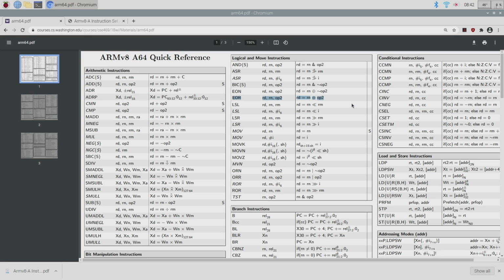What is EOR as opposed to OR that's down there at the bottom? Well, look at the notation there on ORR. What does the vertical bar mean? Well, we've used that in C, as two vertical bars, but it meant OR. So when we say OR like that, we mean inclusive OR.